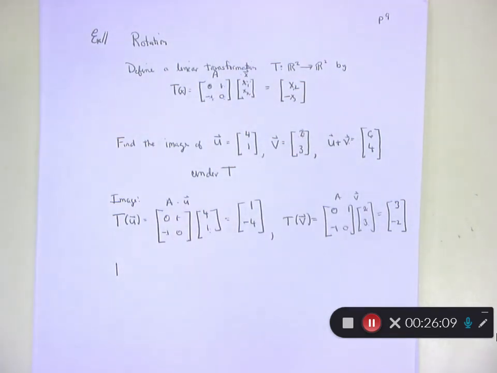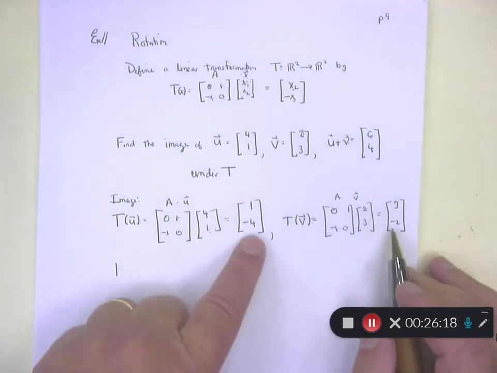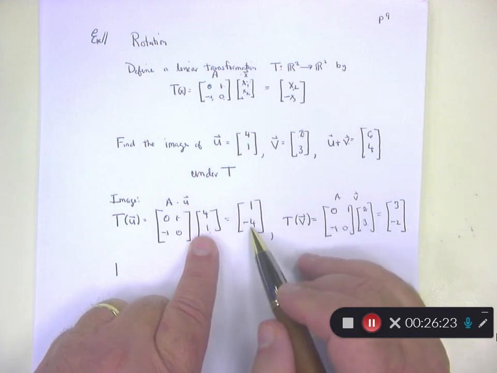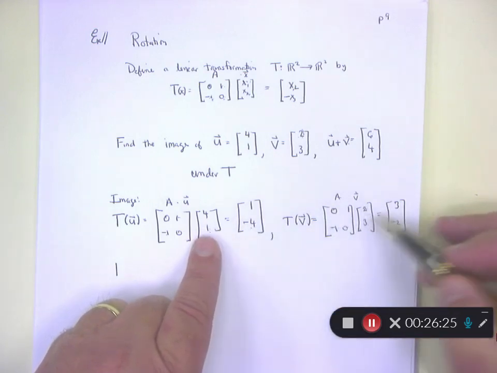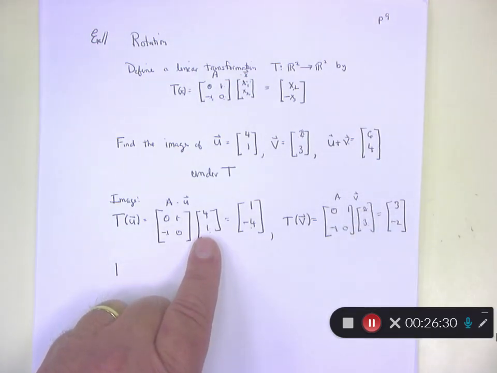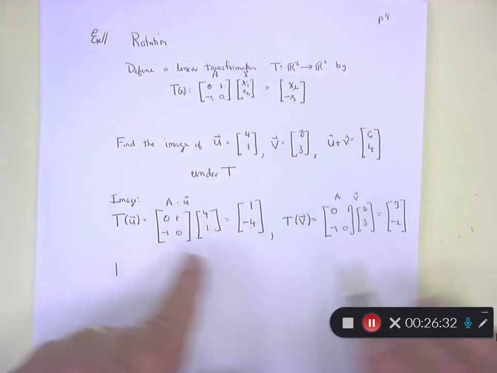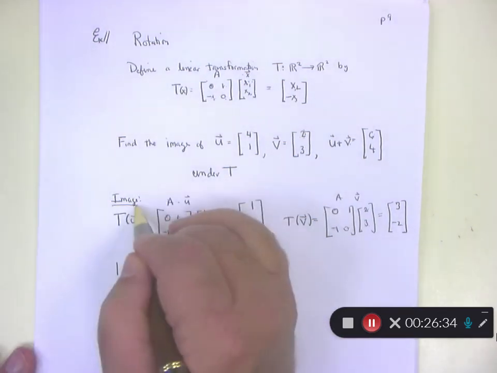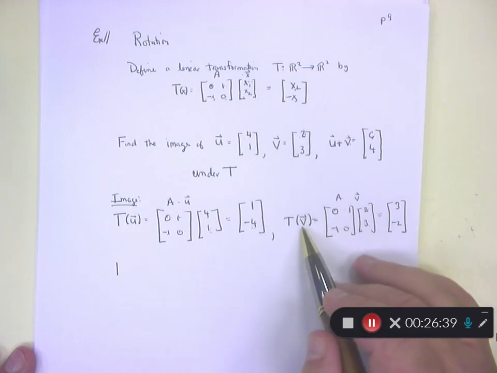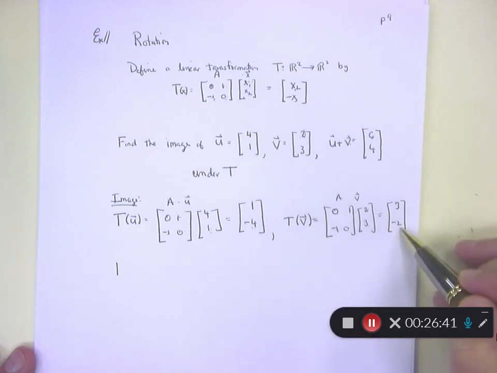Yes, question. Well, I'm actually showing you this matrix does exactly that. It's swapping the components and making the second component negative. That's what this matrix is doing for me. Okay? I'm going to draw it in just a second, but the question is, what's the image of T of u? The image is 1, negative 4. What is the image of T of v? It is 3, negative 2.